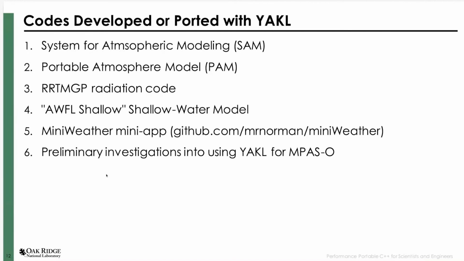The codes that have been developed with YAKL so far are the system for atmospheric modeling that we ported from Fortran, the portable atmospheric model, which is the new cloud resolving model for the MMF, the ECP side of E3SM. The RRTMGP radiation code we ported over, and we just found it easier to jump to different backends from the C++ side. There's an ADER Weno Finite Volume, or AWFL, unfortunate acronym, for the shallow water model, that has been ported over. And then there's a mini app called MiniWeather.